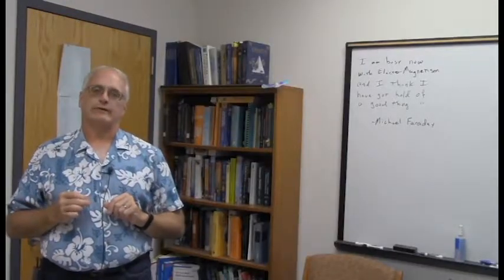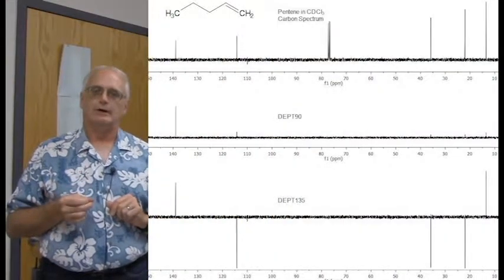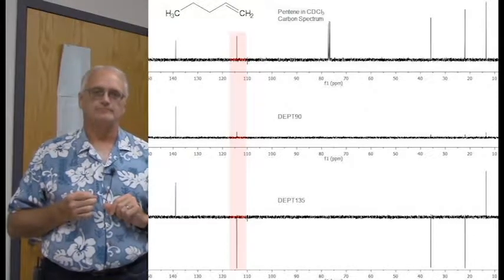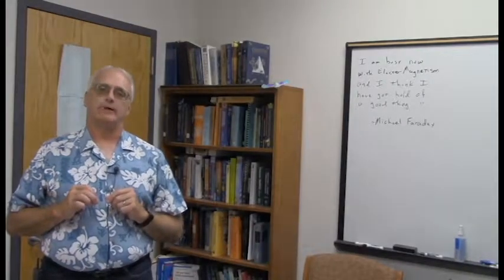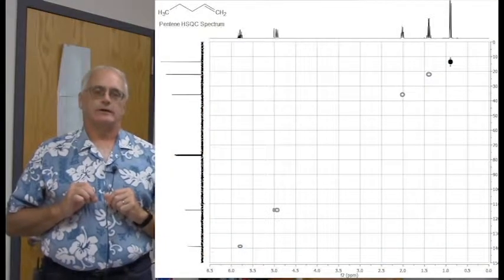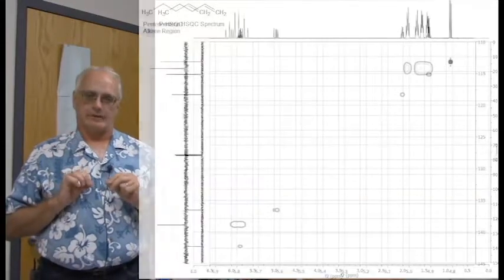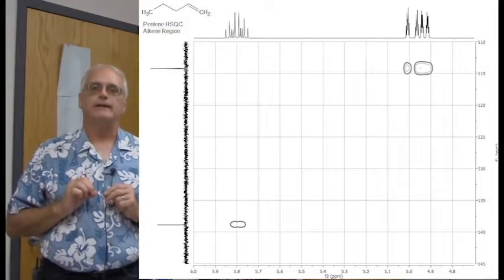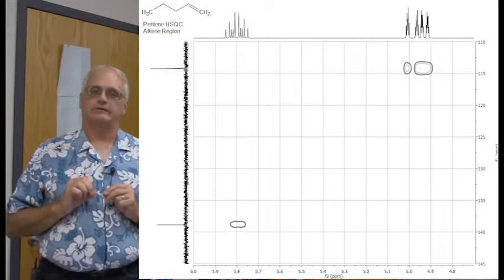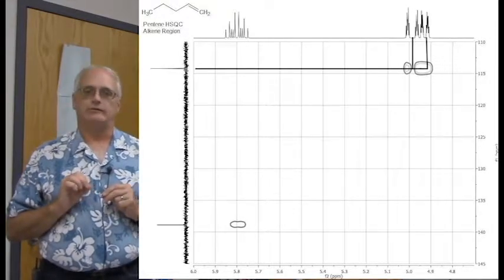Once again, our dear friends, the DEPT spectra, will help us identify the terminal methylene group. It's at 115 ppm, just like it was before. And then, of course, the HSQC spectrum. Here's the full HSQC, but our focus is most importantly on the alkene region. So here is an expansion of just that area of the spectrum. And sure enough, you can see the correlations, the CH2 group of the terminal alkene correlating to these two signals.